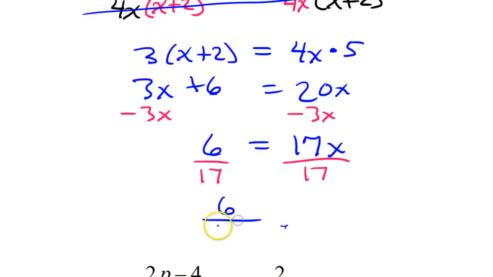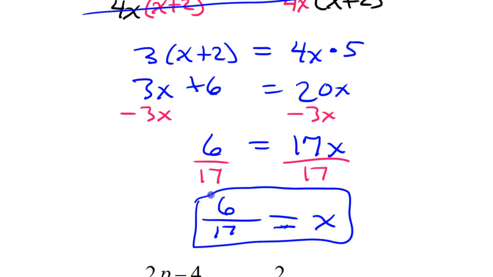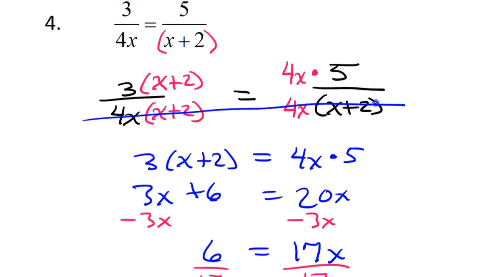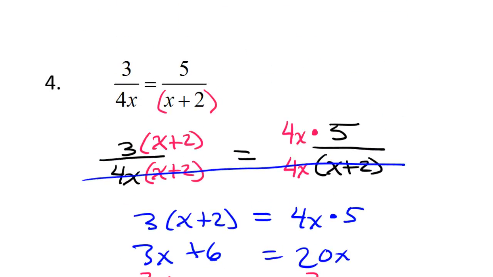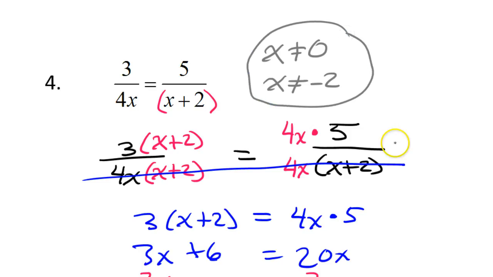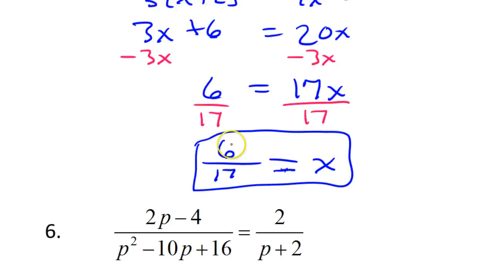So 6/17 is equal to x. Okay, and we'll just make sure that that's not extraneous. The two excluded values would be, because of the 4x, I know that x cannot equal 0. And because of the x plus 2, I know that x cannot equal -2. So those are my restrictions. Okay, but this is not any of those, so I'm fine.